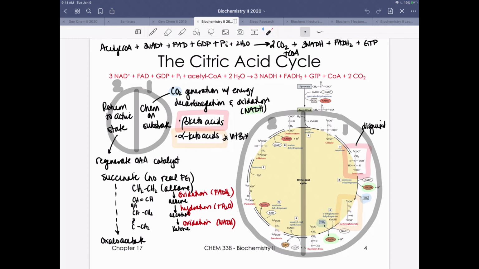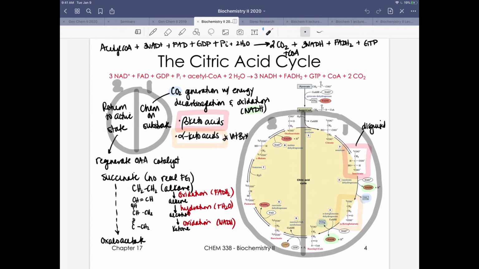So the next 3 steps are going to deal with oxidation, hydration, and then another oxidation step. So we've got oxidation of succinate as an alkane to fumarate as an alkene. Then we're going to have hydration of that alkene to generate malate as an alcohol. And then we are going to have oxidation of that alcohol functional group to a ketone to regenerate oxaloacetate.